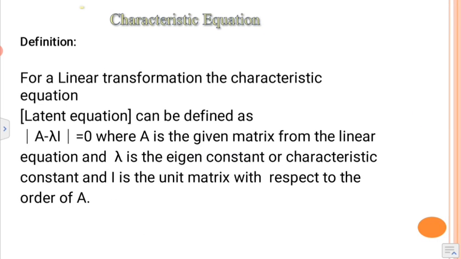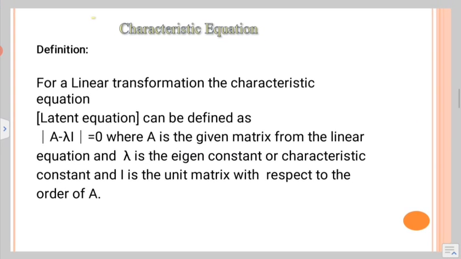Now we'll move on to the next topic of matrix called characteristic equation. First we'll see the definition of characteristic equation. For a linear transformation, the characteristic equation, otherwise called the latent equation, is defined as determinant of A minus lambda I equals 0. This symbol is the determinant.